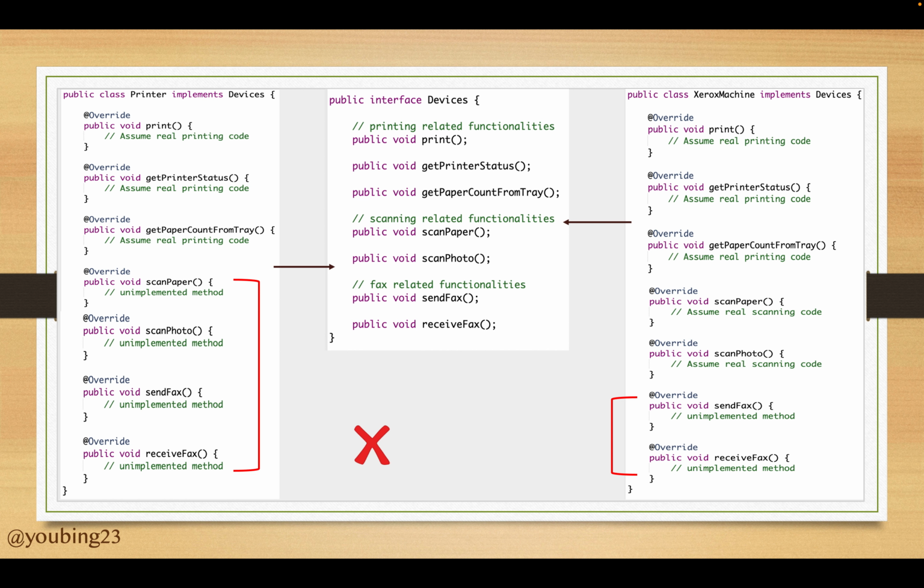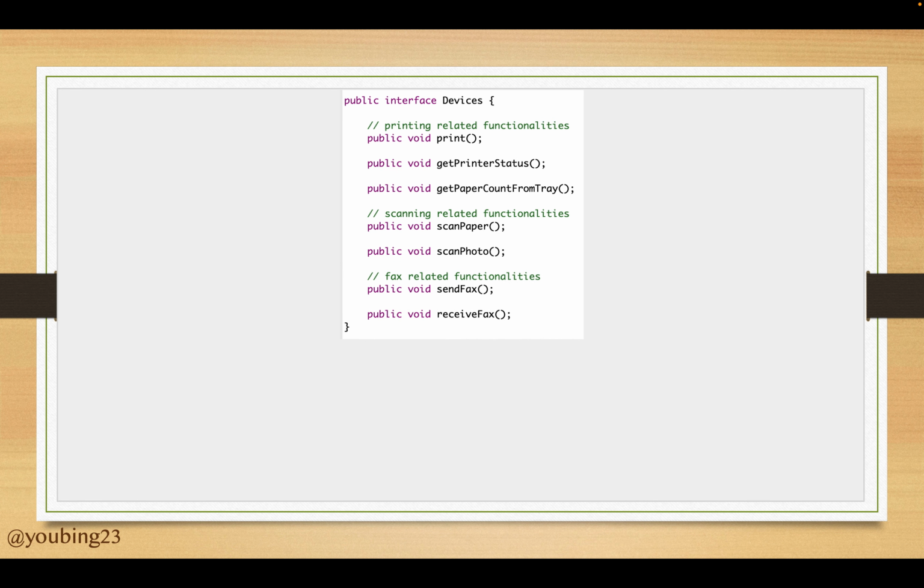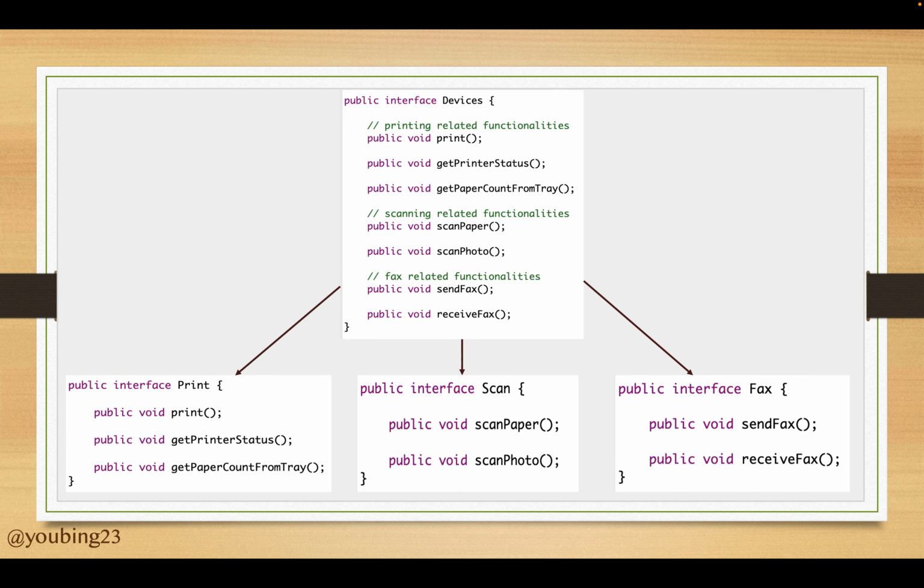This goes against the Interface Segregation Principle, which says that no client should be forced to depend on methods it does not use. So, how do we fix this? The easiest way to fix this is to split the big interface into smaller interfaces. So, let's take the generic interface called devices and split it into three interfaces: print, scan, and fax interfaces.